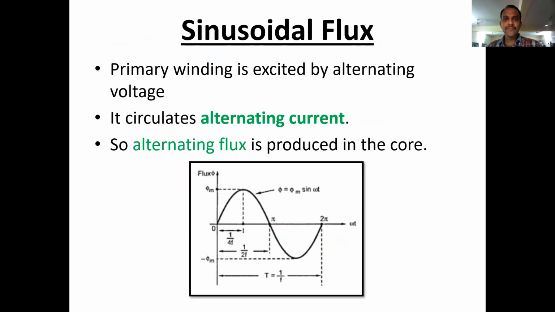Now coming to the EMF equation of the transformer, as we all know, for the primary, the supply given to a transformer is a sinusoidal supply. So it is being excited by the sinusoidal supply. As the primary circuit is closed, a sinusoidal current starts flowing in the primary winding of the transformer. This sinusoidal current produces a sinusoidal flux, according to the waveform shown in this figure. So an alternating flux, which is sinusoidal in nature, is being produced in the primary of the transformer.